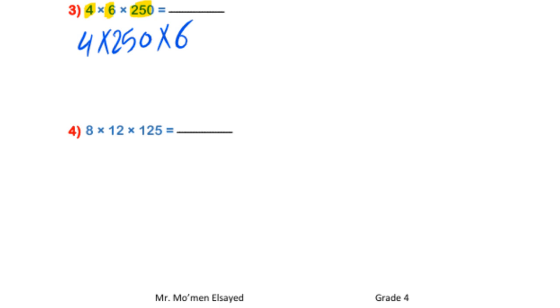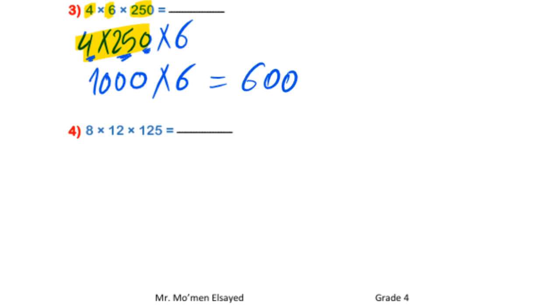4 multiply 6 multiply 250. Where are the friendly numbers, my dear? 4 multiply 250. Excellent. Multiply by 6. Now let's multiply 4 by 250. Firstly, put the 0. And 4 multiplied by 25, as I said before, will be 100. So our answer is 1,000 multiplied by 6 equals 6,000. Excellent.